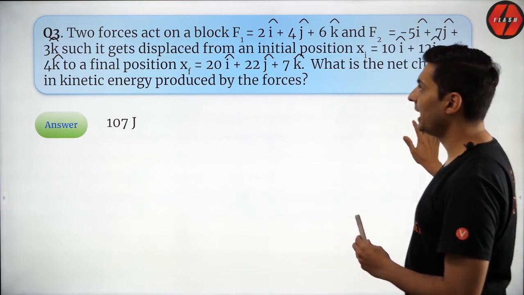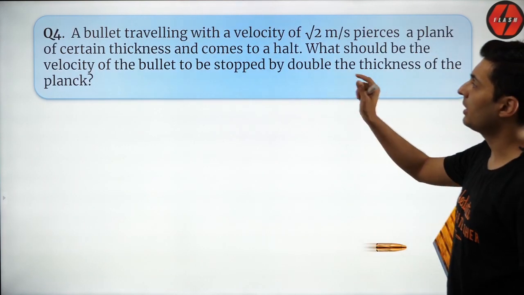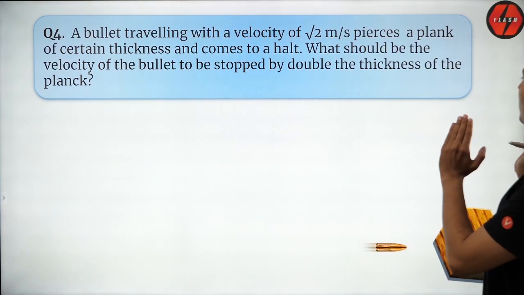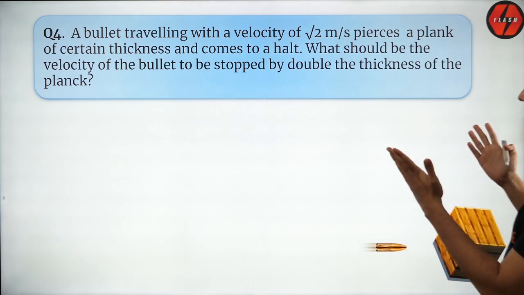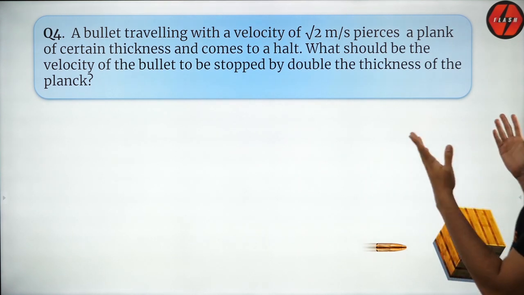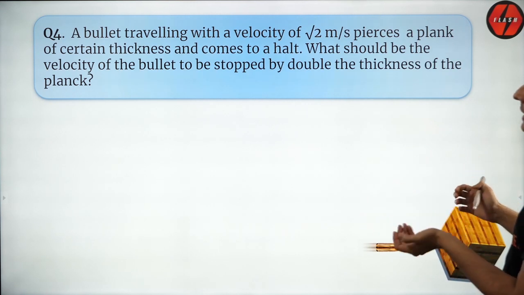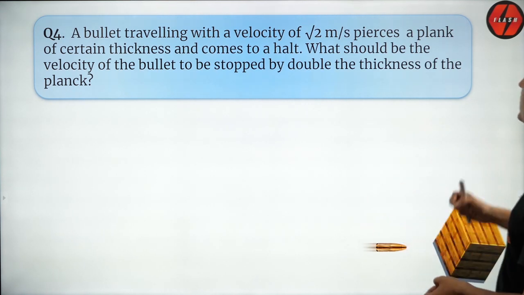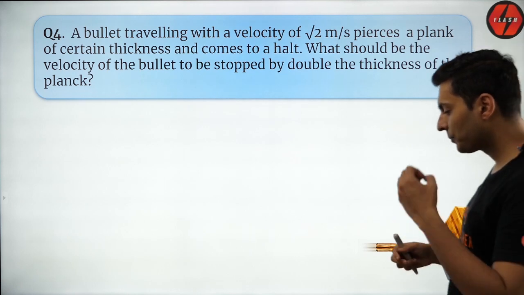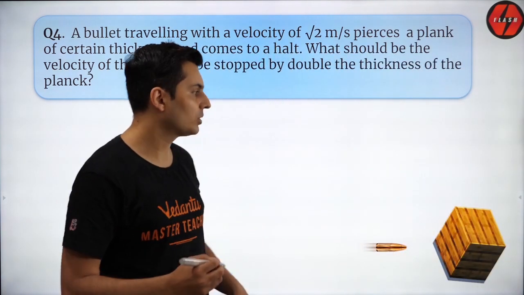Alright, so let's go ahead to the next question. A bullet traveling with certain speed pierces a plank of certain thickness and comes to a halt. Okay, what should be the velocity of the bullet to be stopped by double the thickness of the plank? Okay, so let's try and understand this question first.